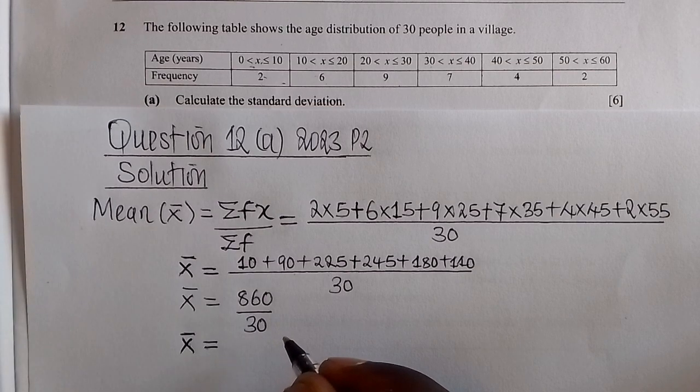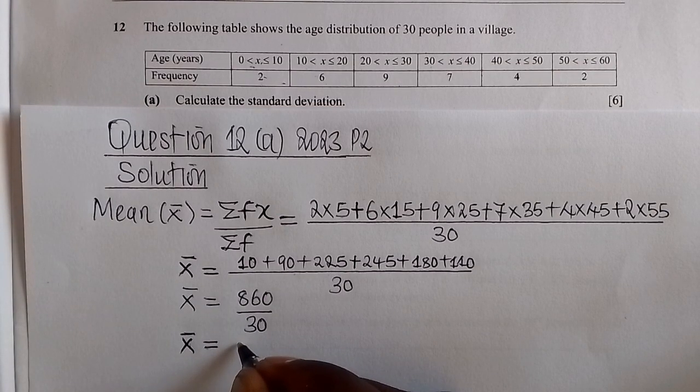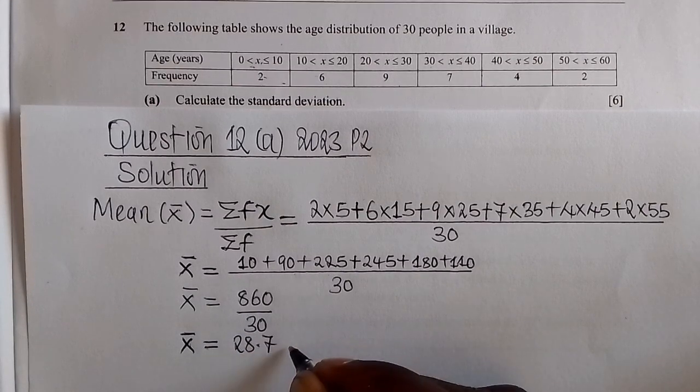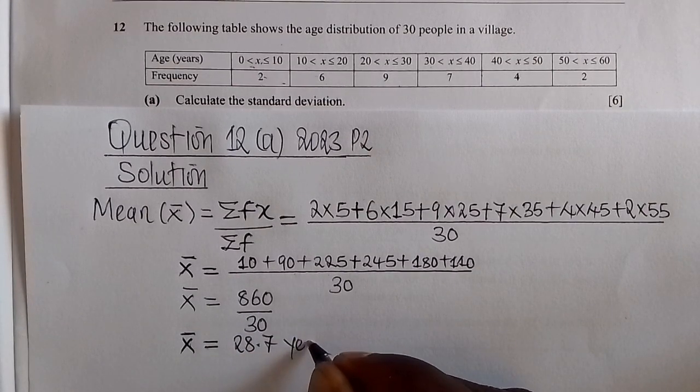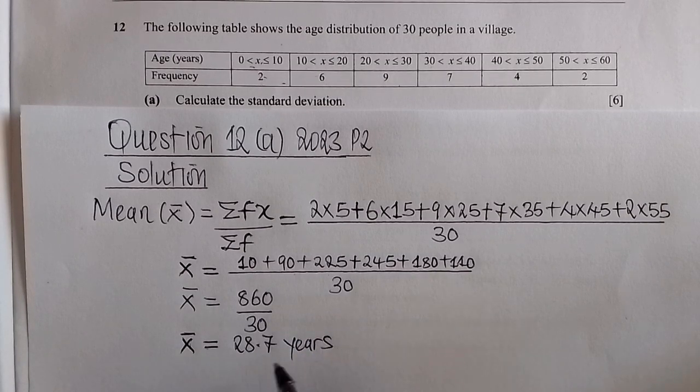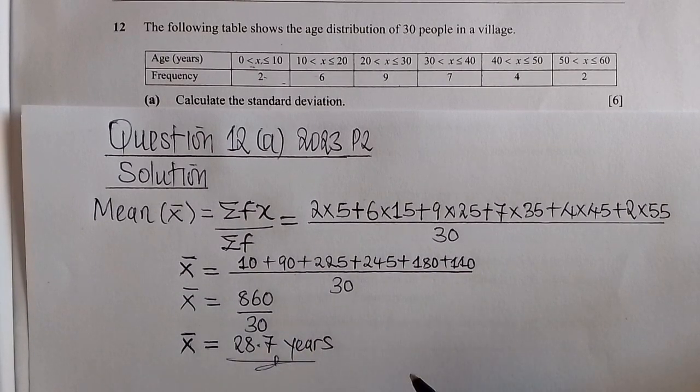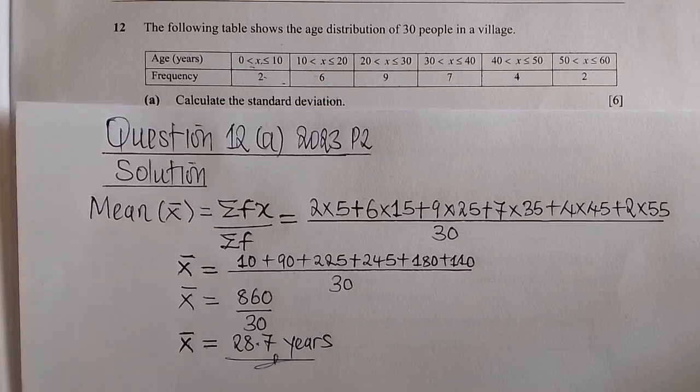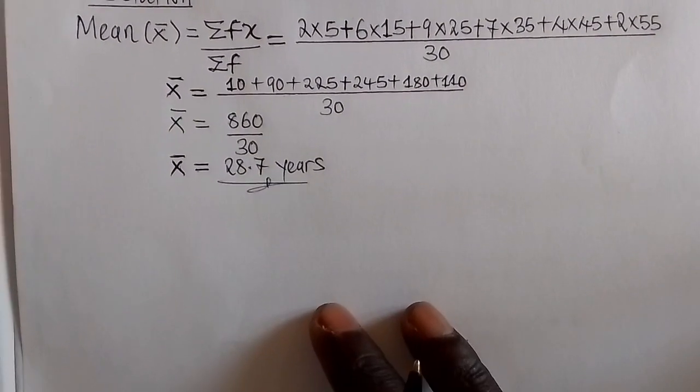So we just round off to 3 significant figures. That will give us 28.7. So this is mean years. So 28.7 years is our mean value. Then next is calculating the standard deviation.